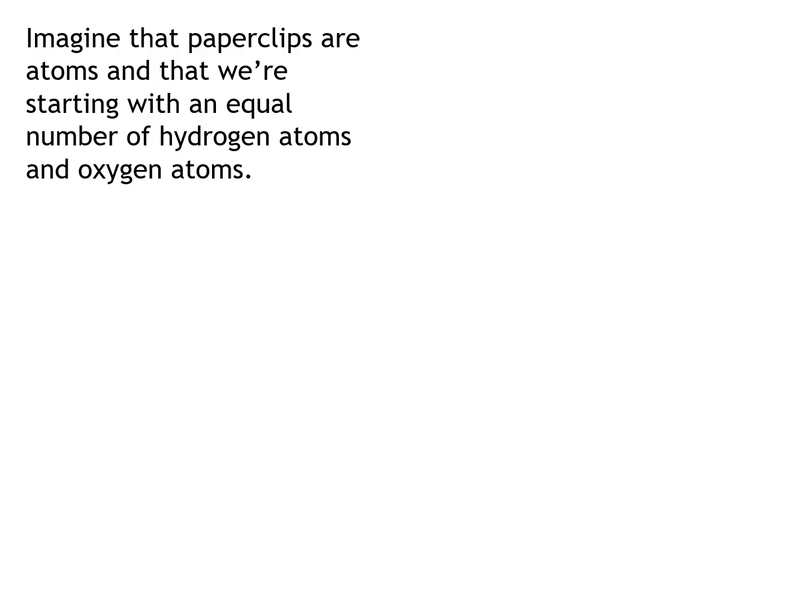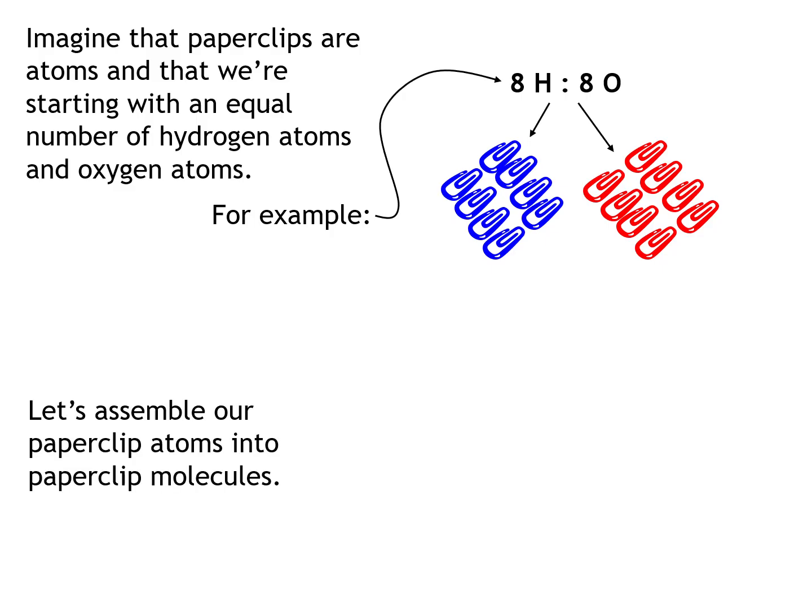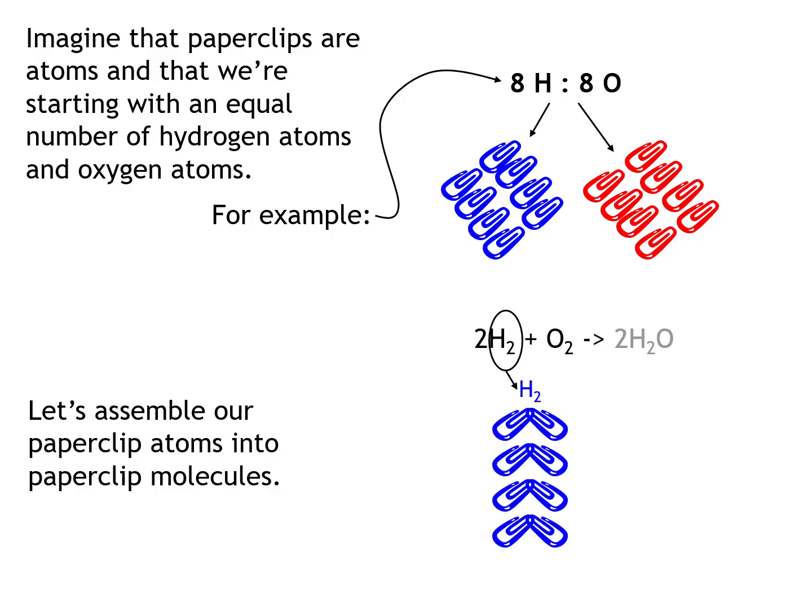We're going to be using paper clips as models for atoms and molecules. So just imagine that we're starting with an equal number of hydrogen atoms and oxygen atoms. So for example, if you wanted to have 8 hydrogen and 8 oxygen atoms, you could have 8 blue paper clips and 8 red paper clips. We know that hydrogen and oxygen are both diatomic, so we're going to assemble them into paperclip molecules.